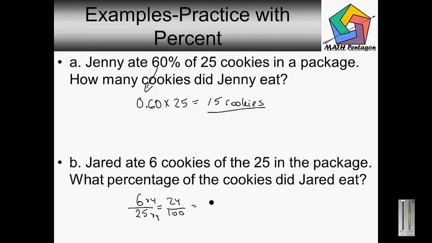Now I want to convert this to a decimal, so it would be 0.24. And then I want to convert this to a percentage. So what I do is 0.24 times 100, and that's going to give me 24%. So the answer to this would be 24%.